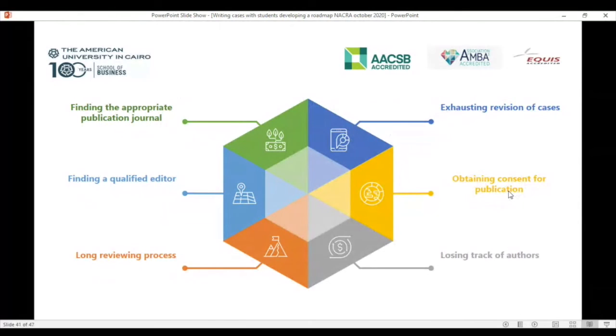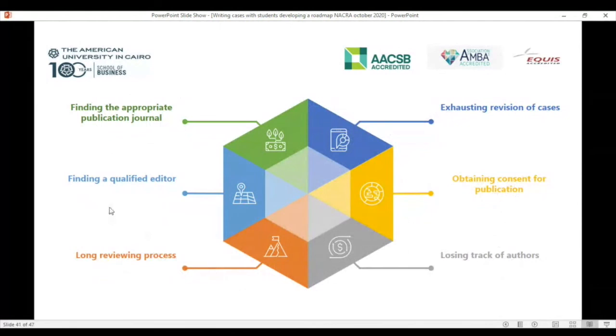Also, obtaining consent for publication. Initially, businesses say that, okay, we are okay with publishing. I faced a situation where a case study had reached a stage where it was reviewed by reviewers and it got some sort of acceptance, but unfortunately, the family decided that they do not want to publish. On the other hand, you might lose track of authors. They graduated and you can lose track of the authors.